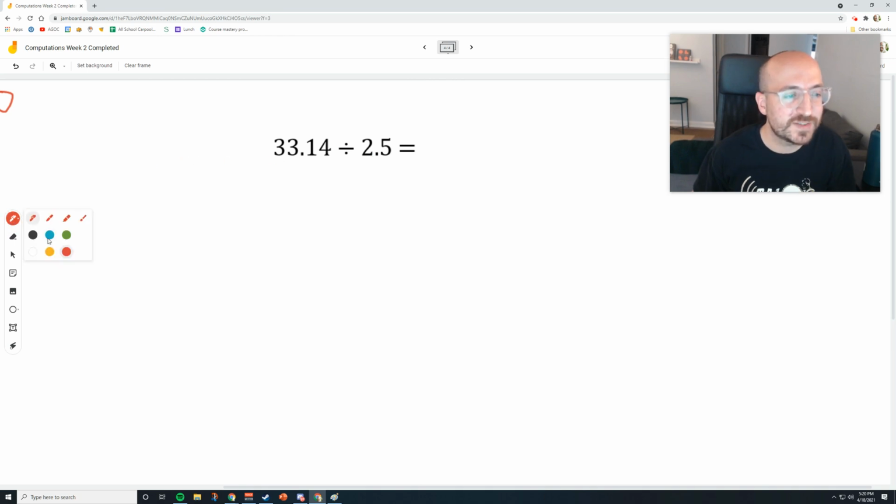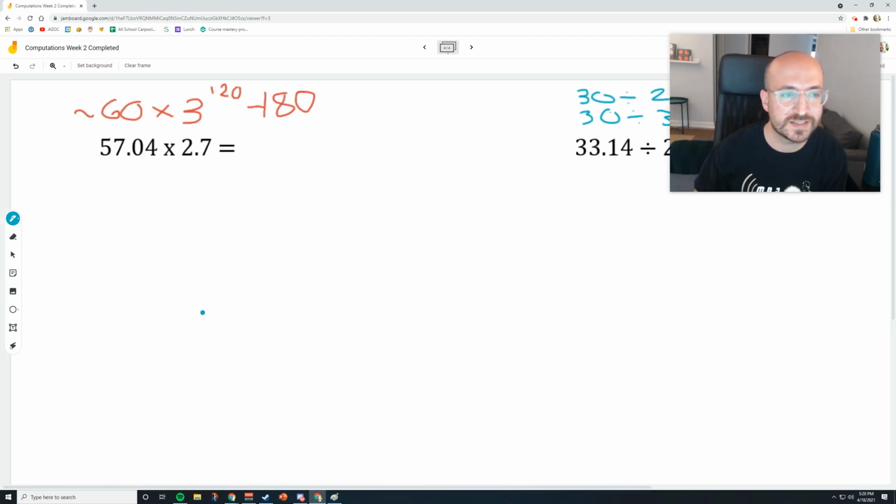And then I'm going to estimate this one to be kind of like 30 divided by 2 or 30 divided by 3. I know that one would be 15. This one would be 10. It's going to be somewhere between these two. That's just a quick estimate.